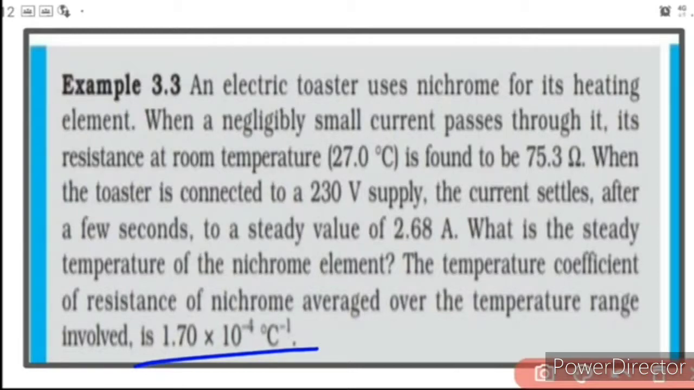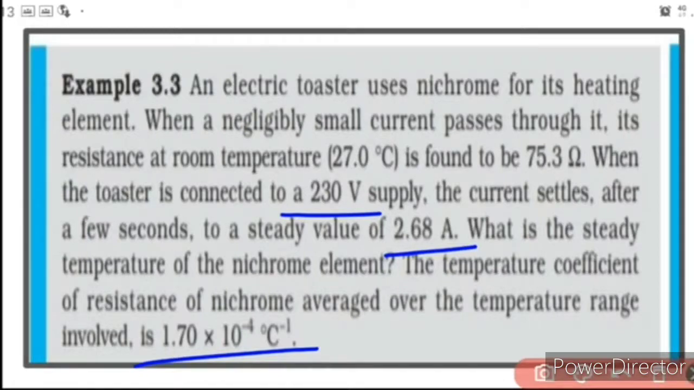It's given when it is connected to a 230 volt supply after some time. That means it takes some time for the current to settle to a constant value. That current is found to be 2.68 ampere. So from this voltage and current, what can you find? You can find the resistance using R is equal to V by I. So RT you are getting by 230 by 2.68. So R0 is given, RT you got, alpha also is given, and you are asked to find that temperature.